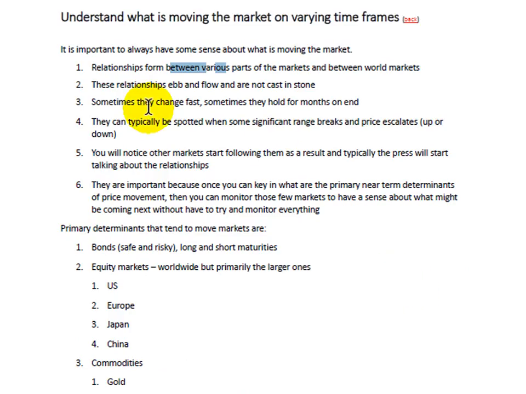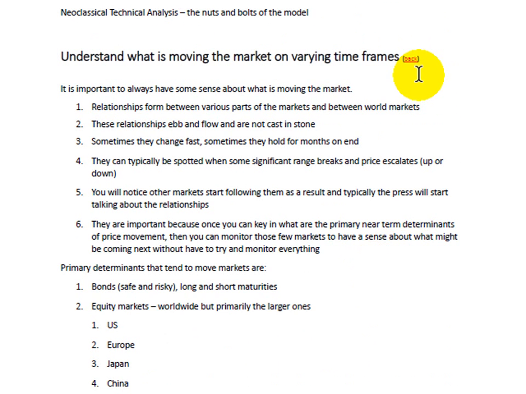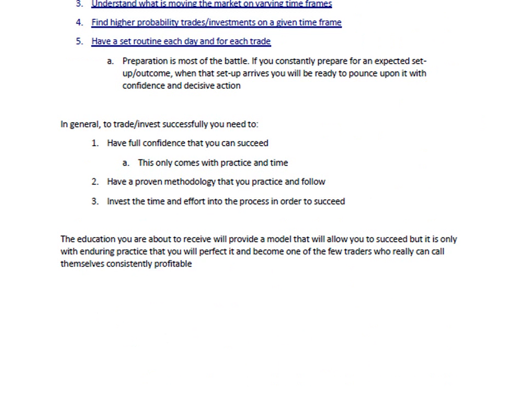I want to know that relationships ebb and flow. They're not cast in stone. So things will change over time. There's things that you need to just know, and those are things that you gather with time. Central bankers are important. You have to watch those. Some economic reports are more critical than others, and some of those reports are more critical at certain times than others. Those are the kinds of things that you have to just learn over time. They have nothing to do with the model. They're just trading things. You have to find the higher probability trades.